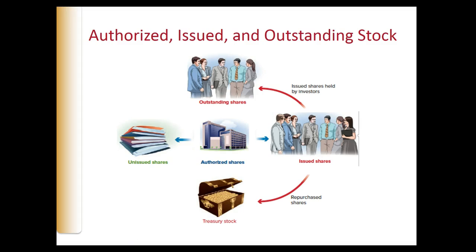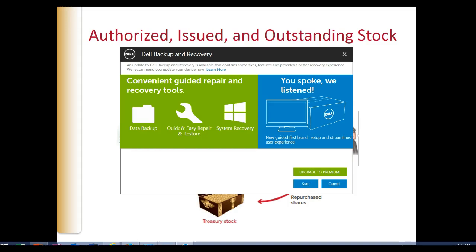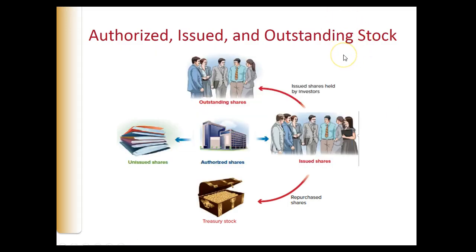Issued and outstanding shares are the same amount of shares as long as the corporation hasn't repurchased any of its own shares. Treasury stock refers to those shares that have been repurchased by the company. They're included as part of shares issued, but they're excluded from shares outstanding.